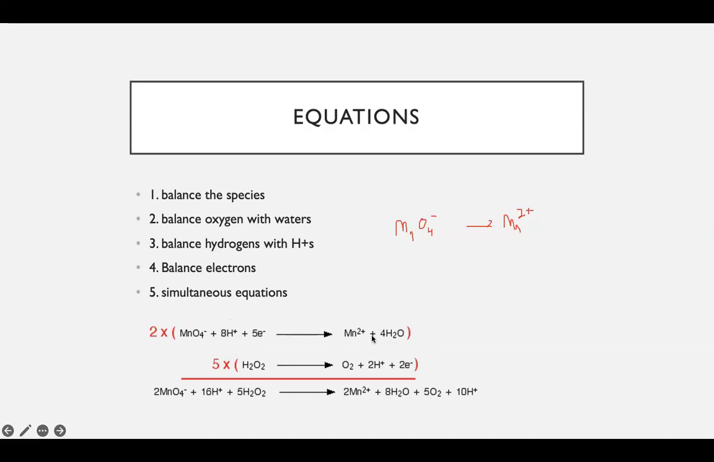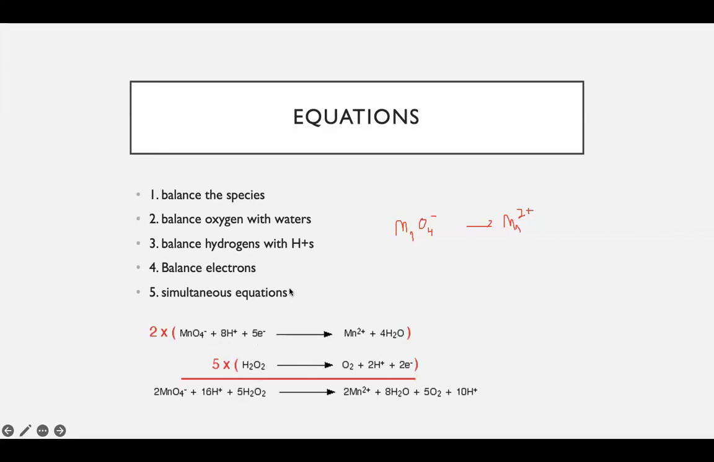Manganese, there's one on this side, one on this side. Hydrogens, there's 8 and 8. Oxygens, there's 4 and 4. This is the top equation. But the charges aren't balanced. Ignoring the 5 electrons, the right-hand side would have a 2 plus charge, and the left-hand side would have a 7 plus charge. Therefore, in order to balance the charges on both sides, we need to add 5 electrons. We do the same for the upper equation, and you can see it ends up like this.